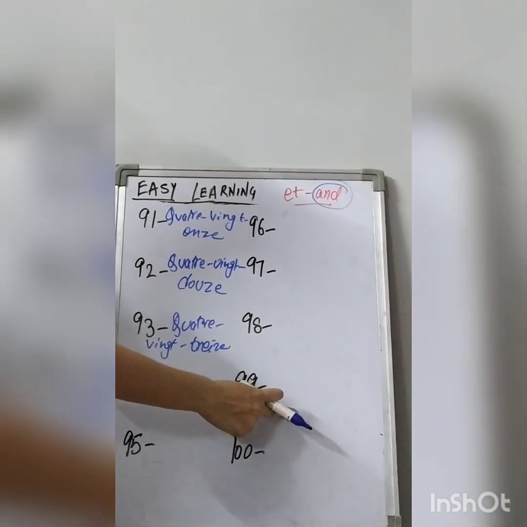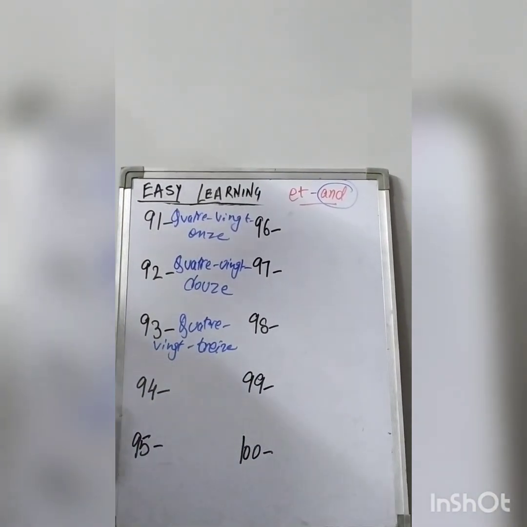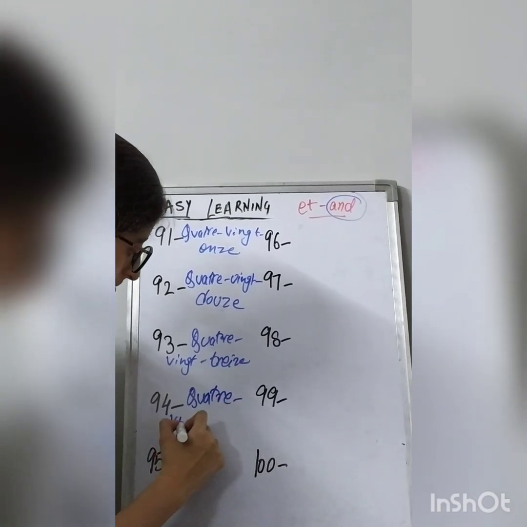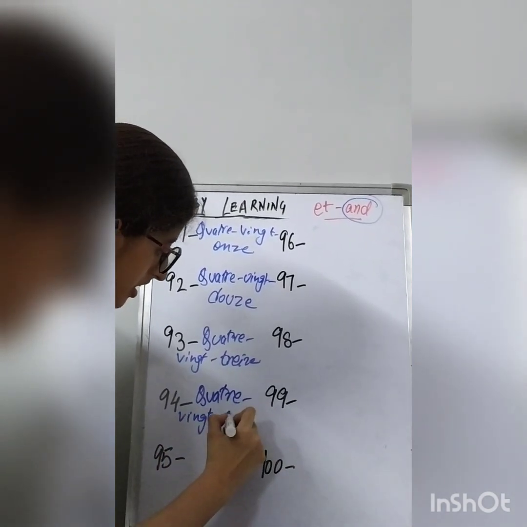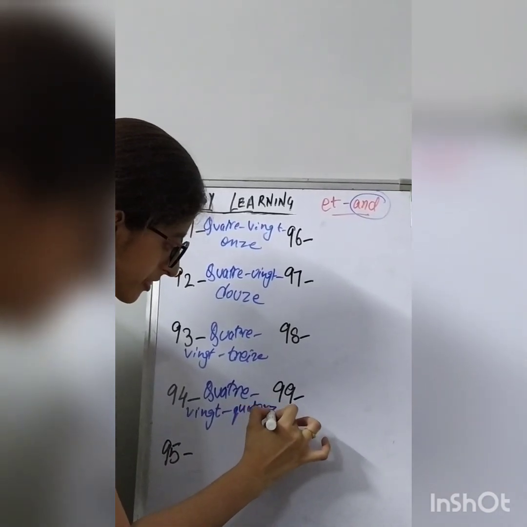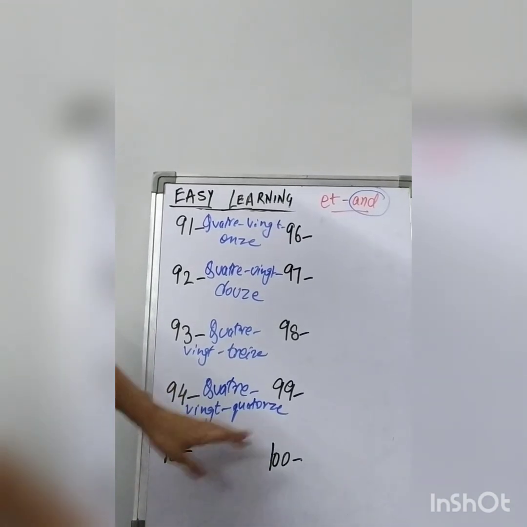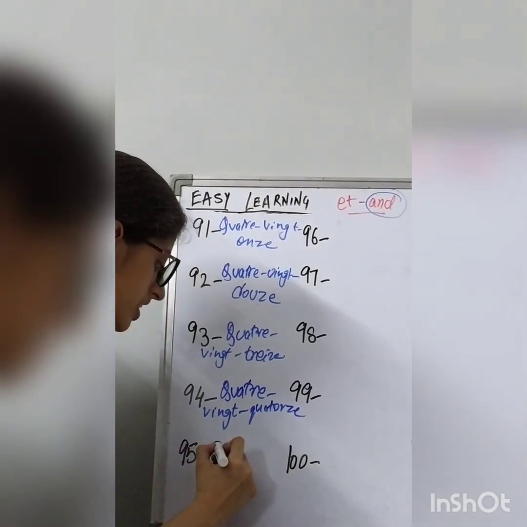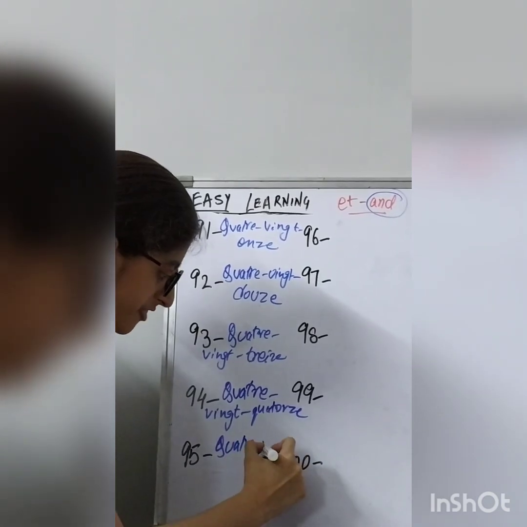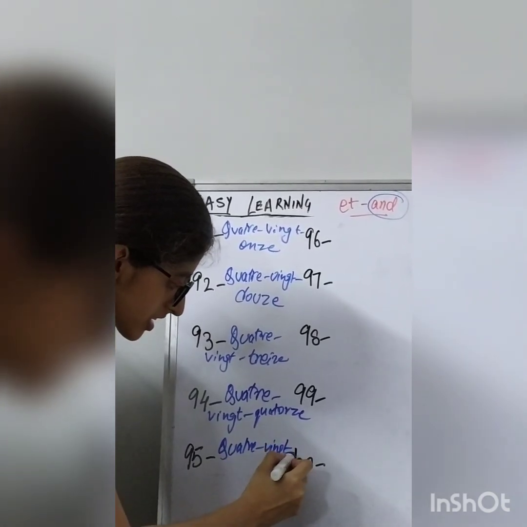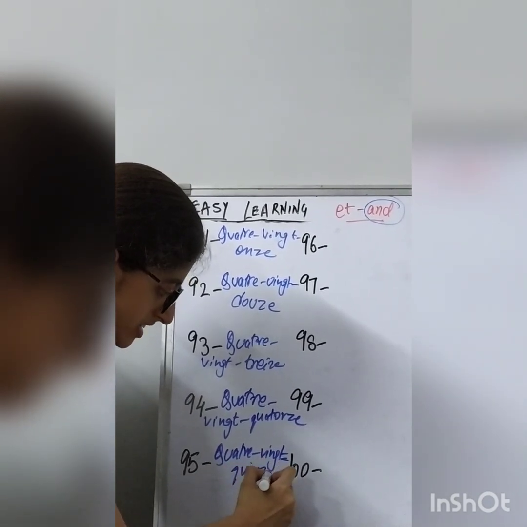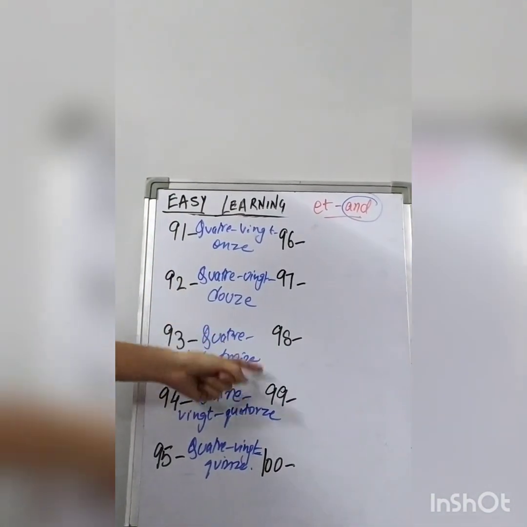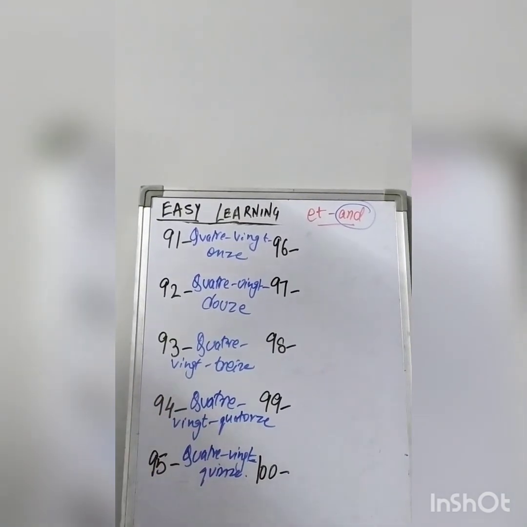Similarly, till 99 we will go that way, and then 100 is again a twist. So now 94 is quatre-vingt-quatorze. 80 plus 14 is 94. Then quatre-vingt-quinze, Q-U-I-N-Z-E. Quinze. So quatre-vingt-onze, quatre-vingt-douze, quatre-vingt-treize, quatre-vingt-quatorze, quatre-vingt-quinze.